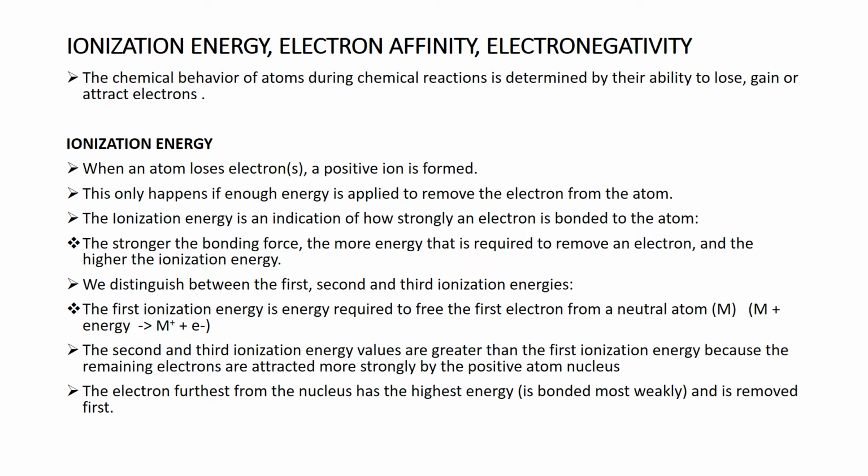I said earlier that there is first ionization energy, second ionization energy, third ionization energy. The first ionization energy is the energy that we require to free the first electron from a neutral atom. So we start removing electrons from the outermost energy level, from the valence electrons. The electron furthest from the nucleus will have the highest energy and will be removed first.